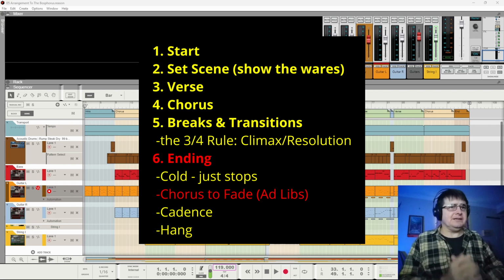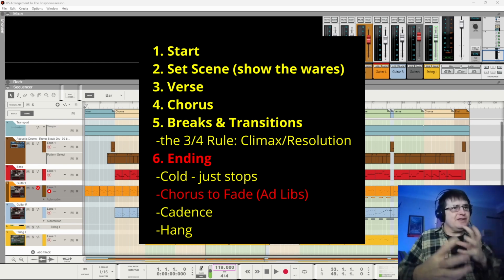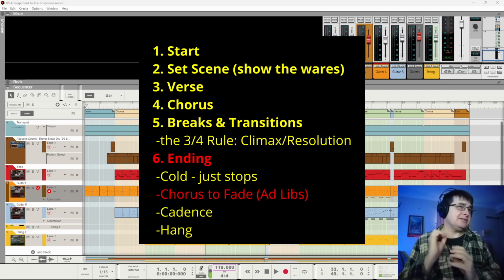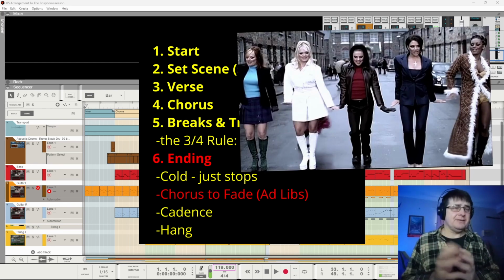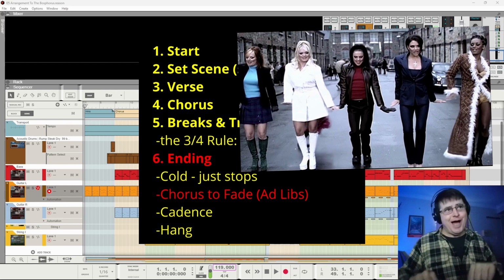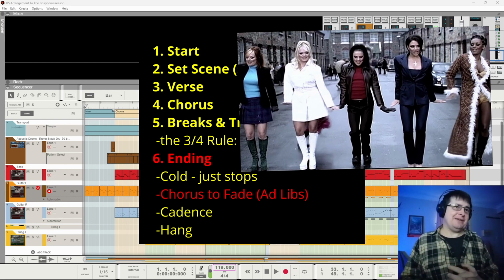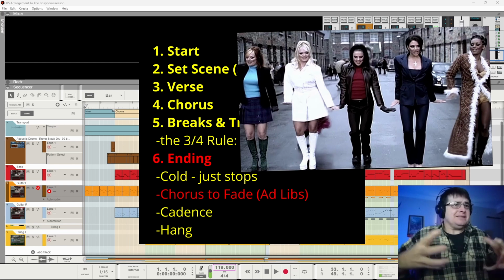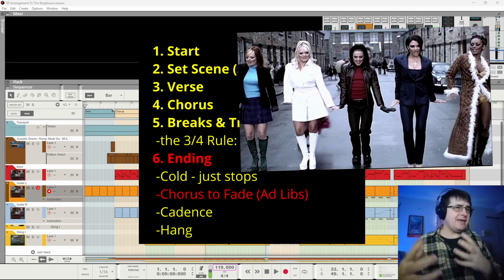So make sure your ending is really powerful and a chorus to fade, especially with ad libs that keep that moving and changing. Spice Girls, Stop. Stop right now. There's the bit where Sporty, with her lovely cracked voice towards the end, just provides this immense lift in, and that keeps running through the end of the song.